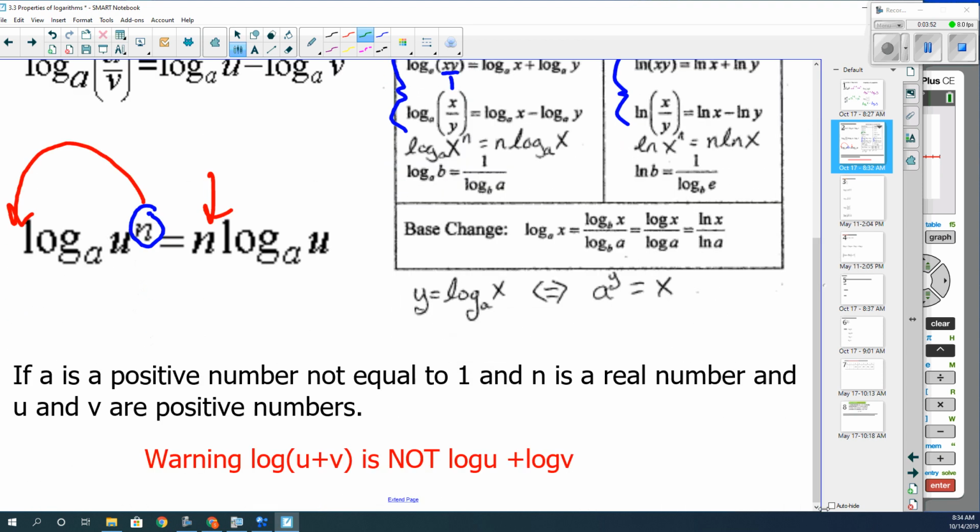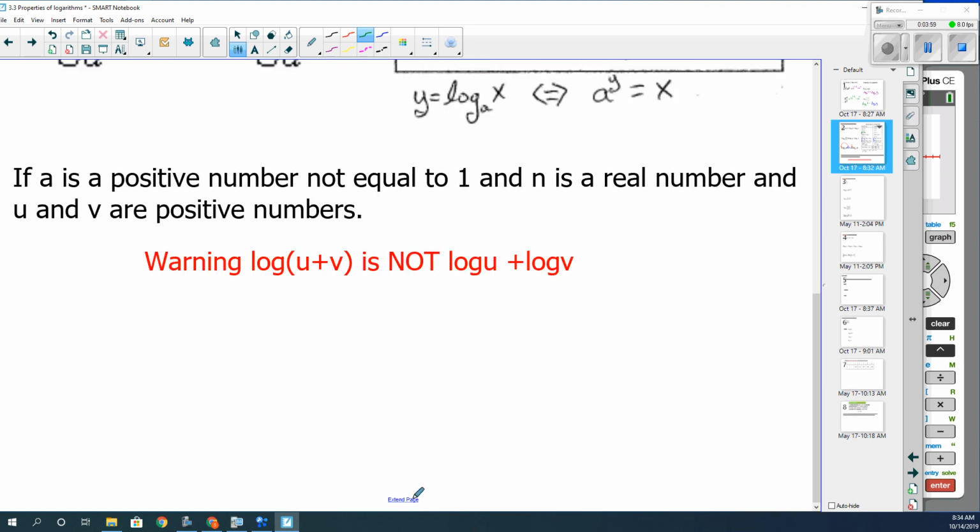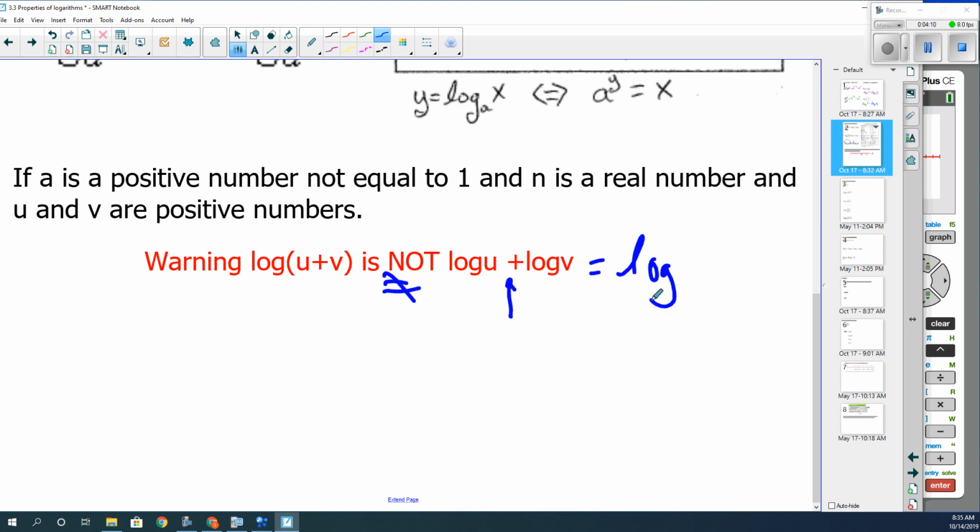Okay, and then this warning: if you have log and then inside of the log it's addition between the two terms or subtraction between the two terms, you are not allowed to write that out as log u plus log v, because if you write it out as a plus sign, that meant that those really came from two things that were multiplied together, not added. So we're not allowed to expand with addition or subtraction inside the log. It has to be multiplication, division, or powers. Those are the only things that we're going to be expanding out.